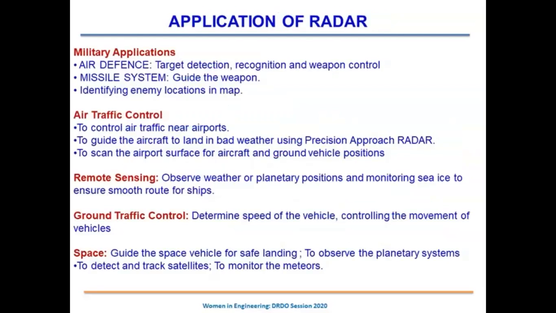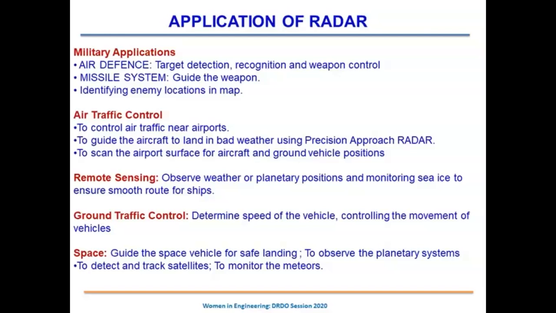So if we come to the applications of radar, there are a number of applications. I have mainly brought out some 5 applications. Military applications basically are for air defense, for target detection, recognition, and it also helps in guiding the weapon to engage the target and destroy it. So that is how weapon control comes for radars also. In missile systems, it is used to guide the weapon, and in general, it is used to identify enemy locations.